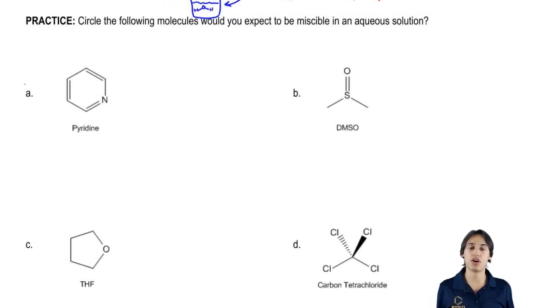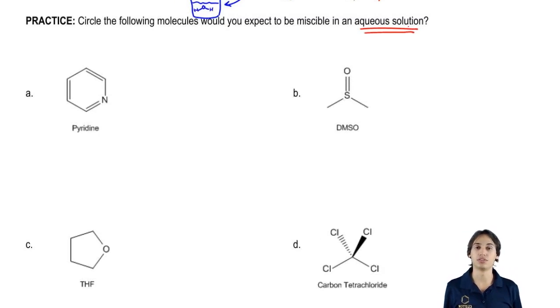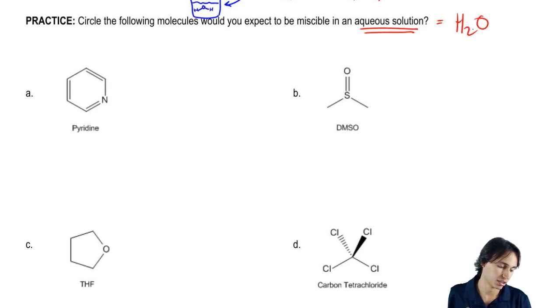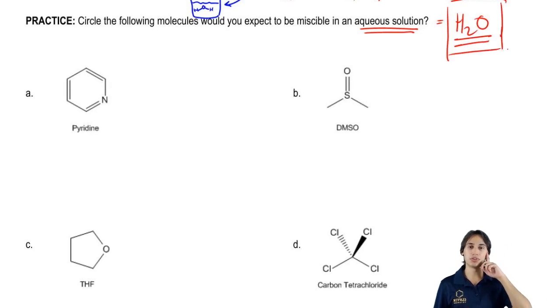So what I want you guys to do is go through all of these and tell me if you would expect them to dissolve in an aqueous or be miscible in an aqueous solution. Okay? Now what aqueous means, it's not that tricky, but aqueous just means water. Okay? So think about the polarity of water. Is it polar or is it apolar?